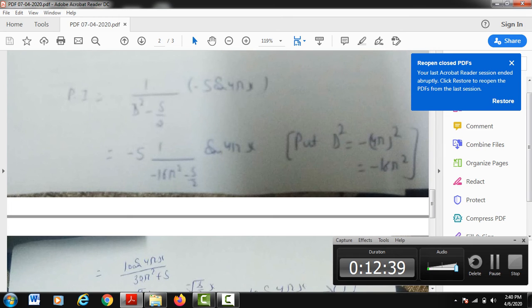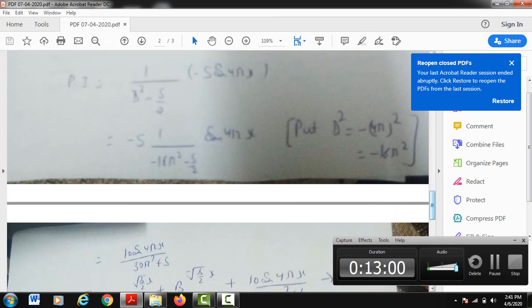Now minus 5 is constant, so you will write it on the left hand side, and here it is the function sine alpha x. So if there is a function of sine alpha x, then you will put D squared equal to minus alpha squared. And what is alpha over here? It is 4 pi. So 4 pi squared is 16 pi squared, and you will put a negative sign with that, that is minus 16 pi squared.